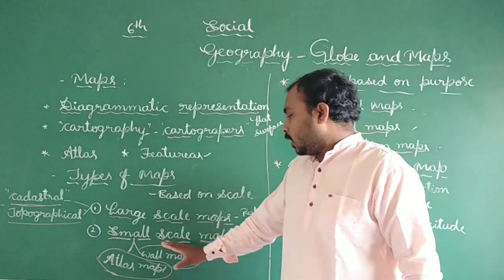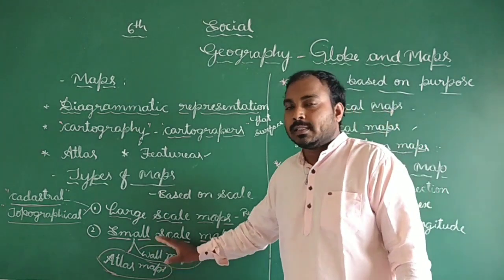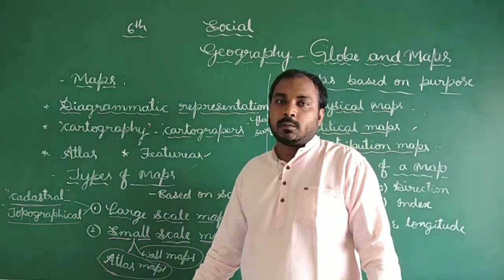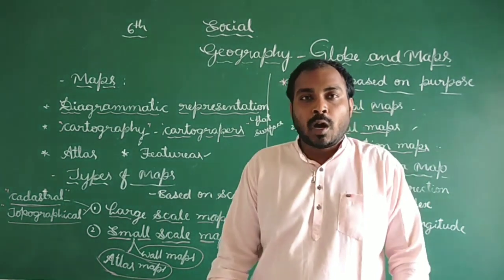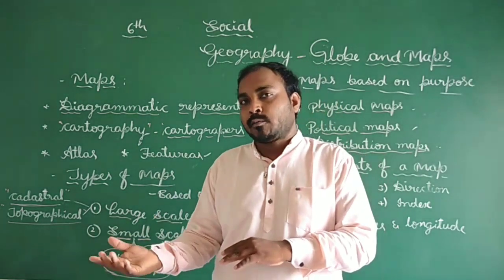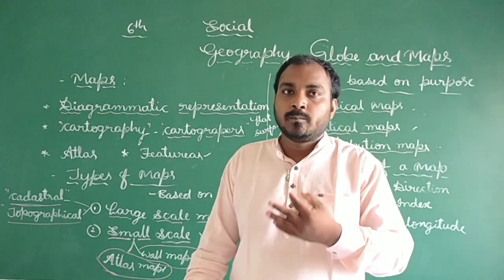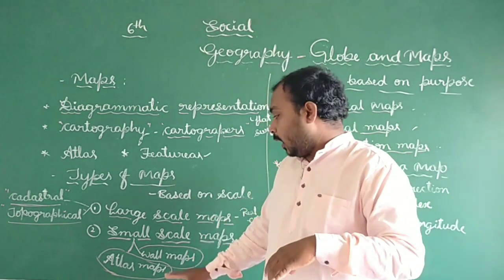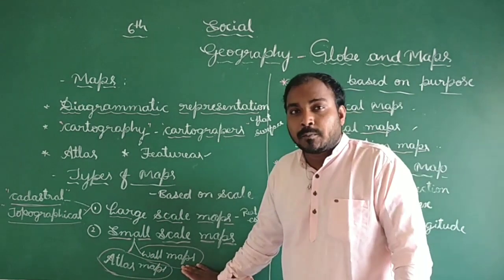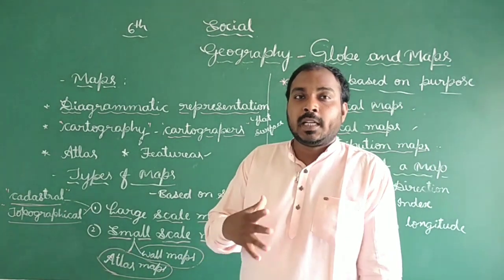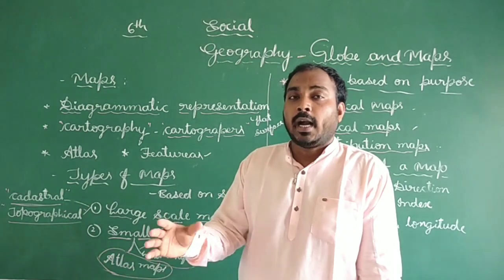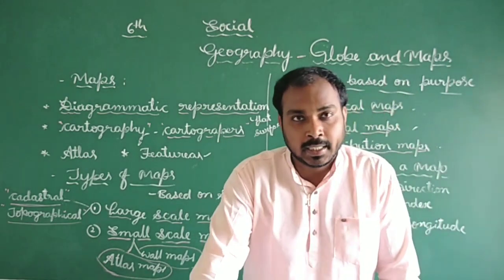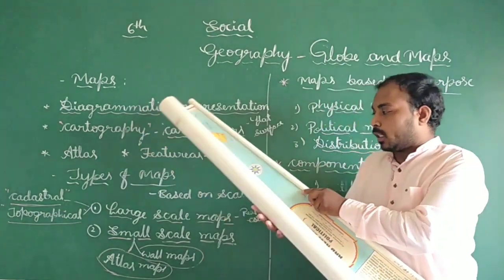The next one is the small scale map. Small scale maps are also classified into two types: wall maps and atlas maps. Wall maps represent different kinds of maps. You can see political maps, physical maps, distribution maps, and capital maps found in wall maps. These wall maps help us learn about a particular thing, and they are used as a teaching aid. So this is one best example for the wall map.